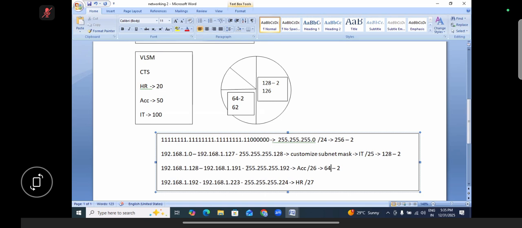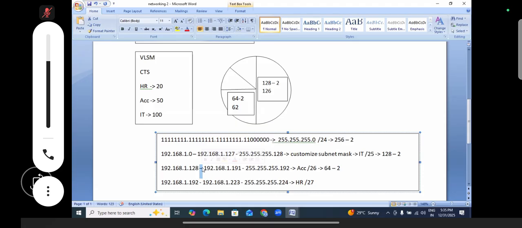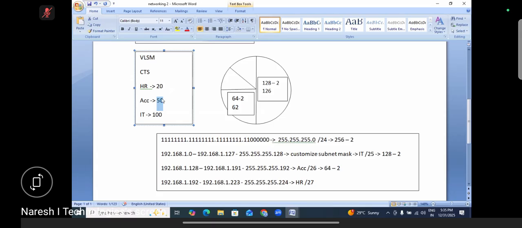So now this is our knife for whom? Account department. This knife for whom? IT department. And I hope you got it. This is 128. Network ID 192.168.1.128, and 192.168.1.191 is the broadcast ID. In between, how many valid IP addresses will we have? Guys online, can you hear me? Am I audible? 62. 62 is the nearest value for account. Now this network we are going to assign for the account department.